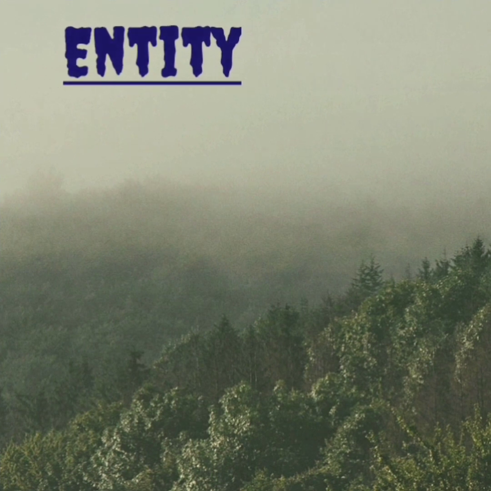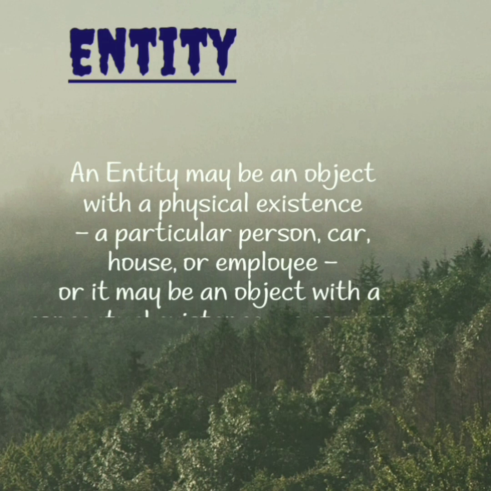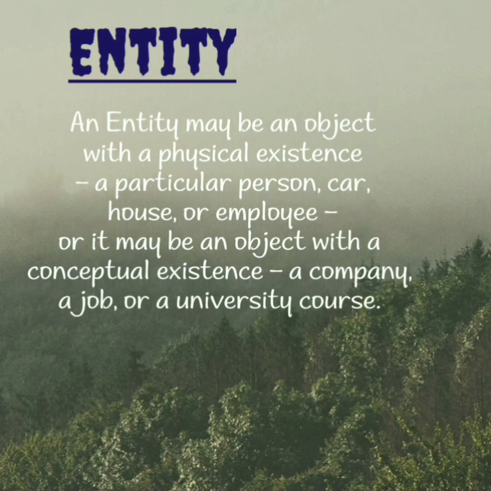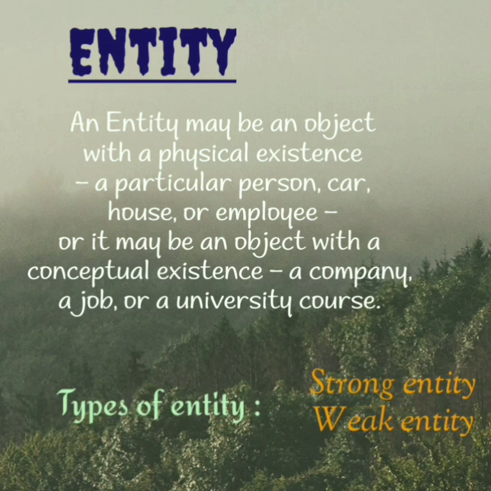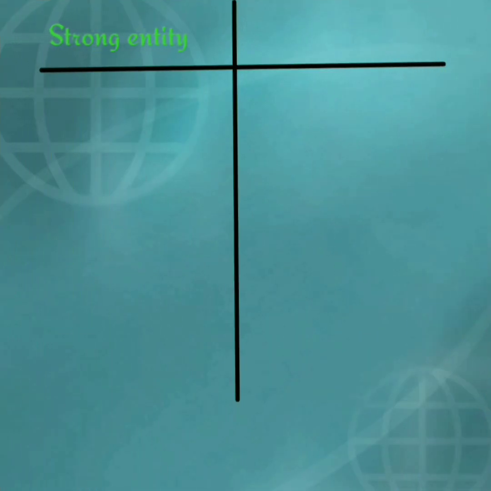Entity. An entity may be an object with a physical existence, a particular person, car, house, or employee, or it may be an object with a conceptual existence, a company, job, or university course. Then the types of entity: strong entity and weak entity. Let's see the difference between them.